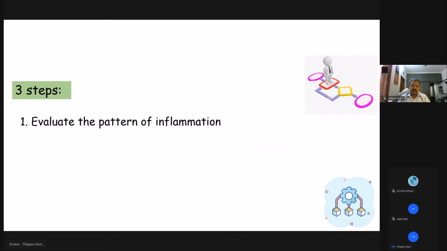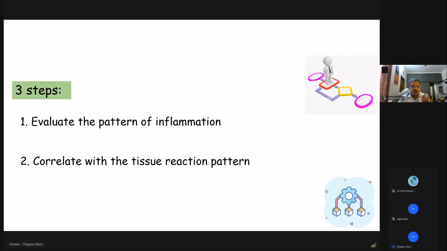One is to evaluate the pattern of inflammation that we just now listed, that is superficial, deep, panniculitis or perifolliculitis. Then correlate with the tissue reaction pattern, so lichenoid, psoriasiform, etc., and arrive at a diagnosis. Doesn't it sound simple? Evaluate the pattern of inflammation, correlate the tissue reaction pattern, arrive at a diagnosis. Of course, there will be associated features which we also keep in mind, which help us narrow down or pinpoint a single tissue diagnosis.